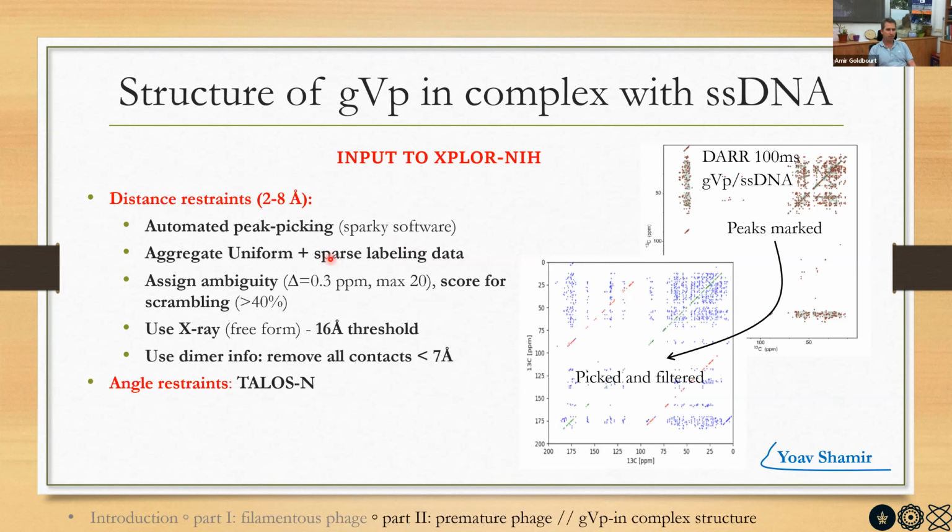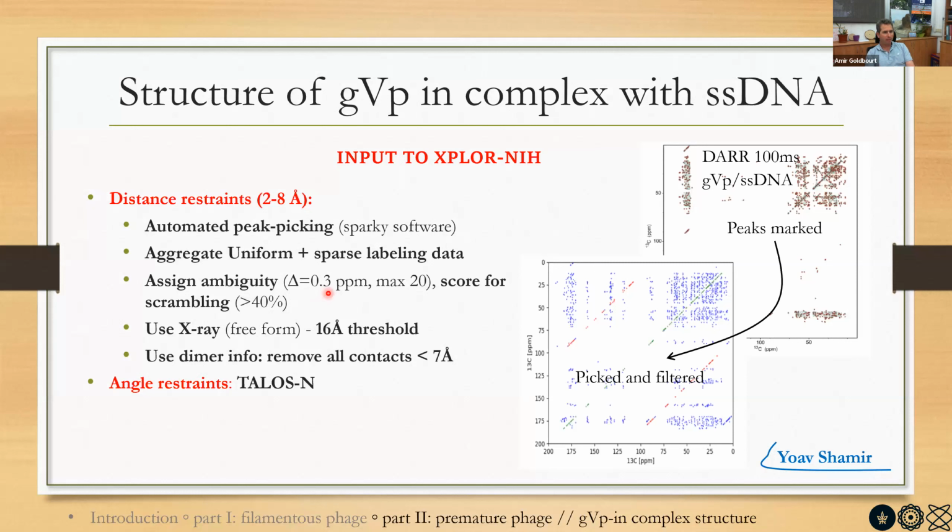But when you assign this ambiguity and use sparse labeling, you have to decide on two things. First, the error in the fitting and assignment of the peaks, which we took to be 0.3 ppm, and the number of ambiguous contacts that you use, which we took to be 20. The last thing is a score for the scrambling. When we do these 1,3-glycerol labeled samples, we have a lot of scrambling of the data. If statistics tells you that there is a chance of more than 40% to see cross peaks, so it has some known scrambling, then we count this in our data.